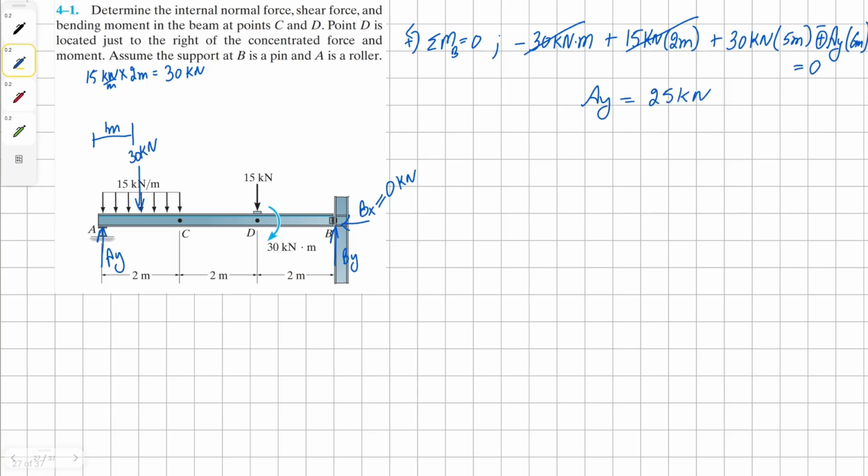Now we can sum the forces in the y direction in order to find our solution for By. So we have our unknown By, positive 25 kilonewton, negative 30 kilonewton, and negative 15 kilonewton, all equals to 0. Solving for By, we get 20 kilonewton in the positive direction. So we have our 25 kilonewton at A, and our By is 20 kilonewton.